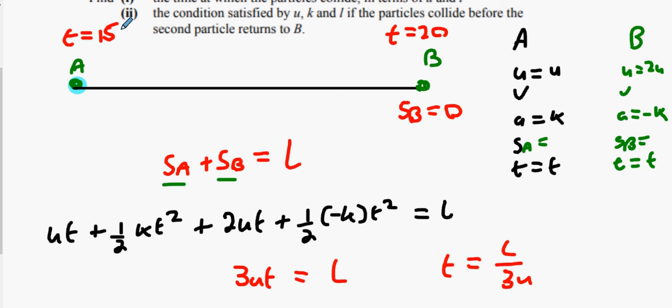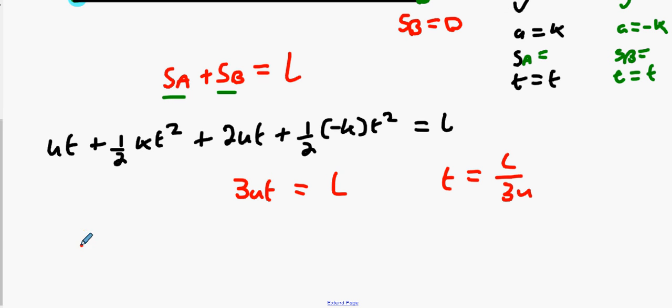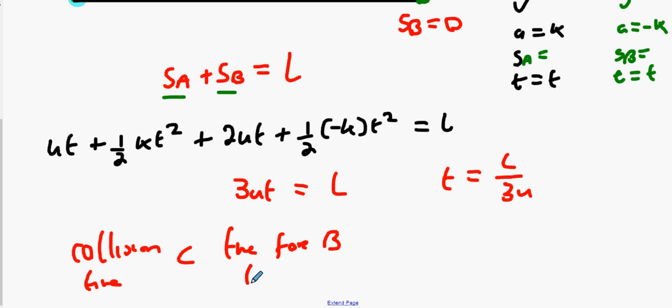What would that mean? Does B reach home again? If the collision takes place after 15 seconds, but B takes 20 seconds to get back home, does B make it home? No. So essentially, if the particles collide before the second particle returns, what you want is the collision time to be smaller than the time taken for B to return home. So that's how you do this. Collision time is less than time for B to return. Do we have the collision time already? What is the collision time?